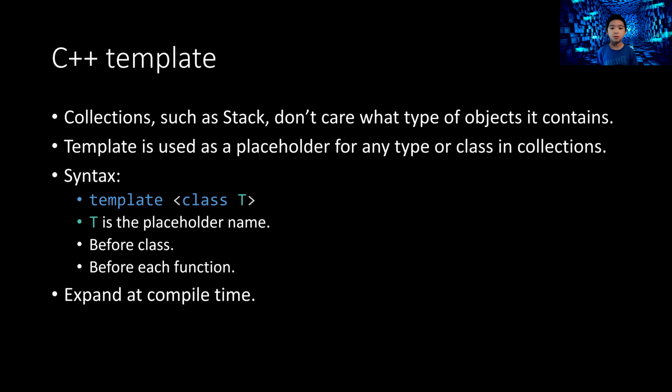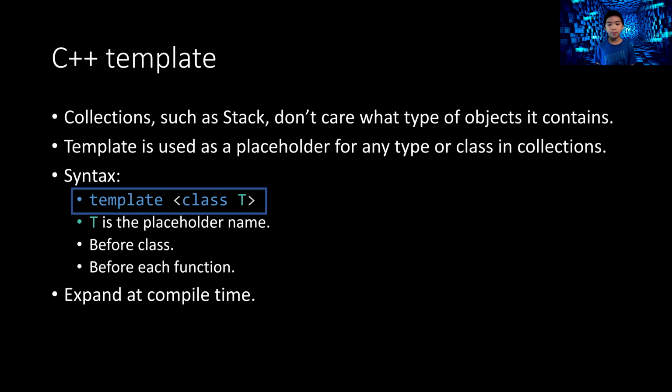Previously, our stack class only contained integers. What if we don't want to specify the exact type? What if we could just use a placeholder to represent any data type? C++ has a solution exactly like that. These are called templates. We can use templates as placeholders for any user-defined classes, as well as primitive classes.